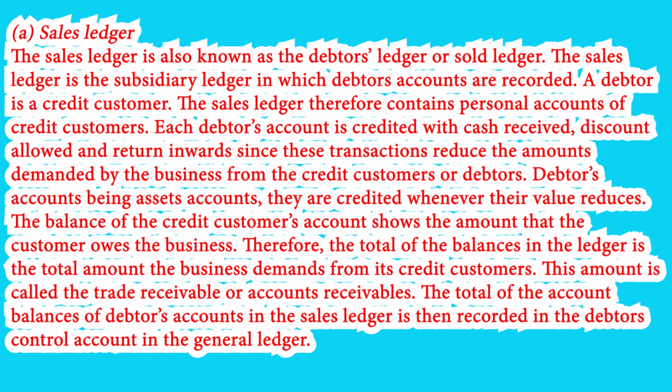Therefore, the total of the balances in the ledger is the total amount the business demands from its credit customers. This amount is called trade receivables or accounts receivable. The total of the account balances of debtors accounts in the sales ledger is then recorded in the debtors control account in the general ledger.